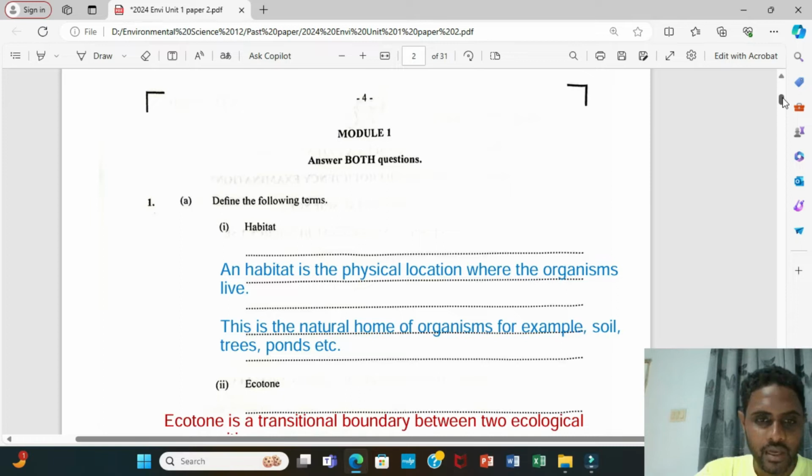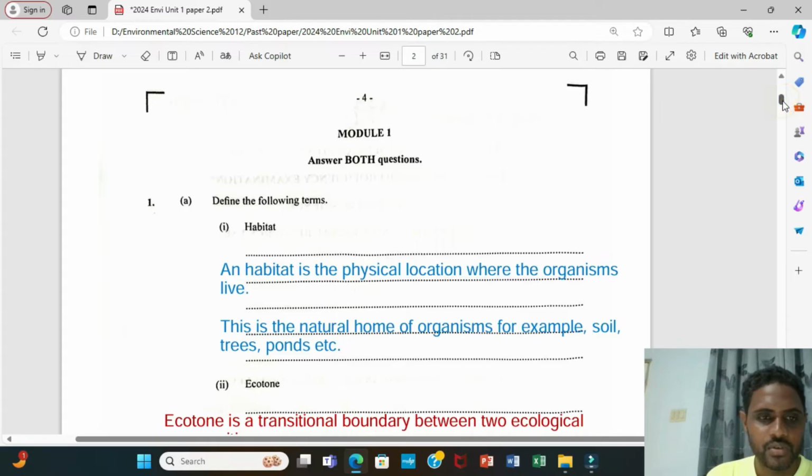So habitat. A habitat is the physical location where organisms live. This is the natural home of organisms, for example, soil, trees, plants, etc. So we live in a house. This is a man-made house, so you would call this house a habitat. In nature, birds live in plants. So the plant would be a habitat for the birds. Let's move into the next term.